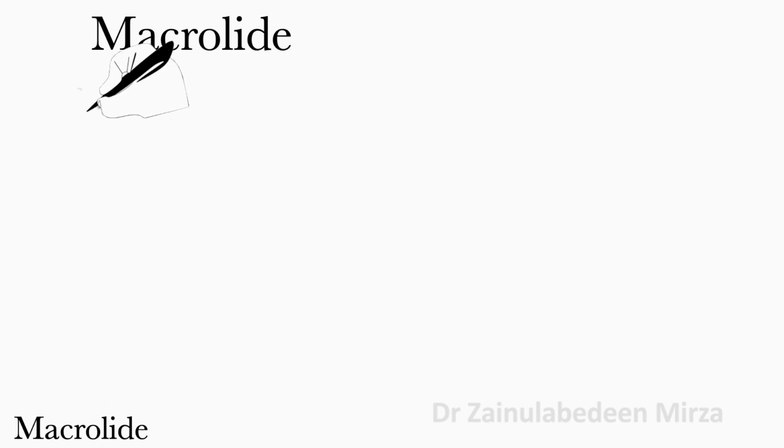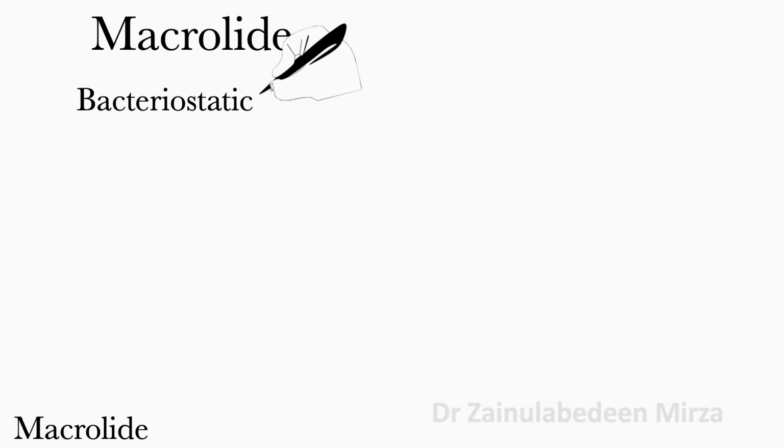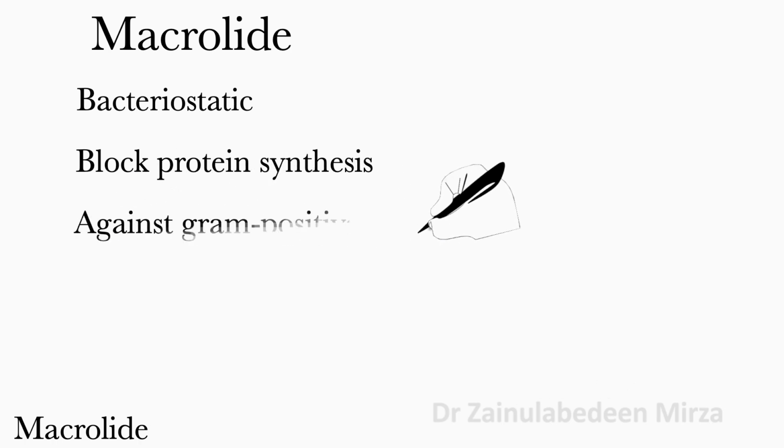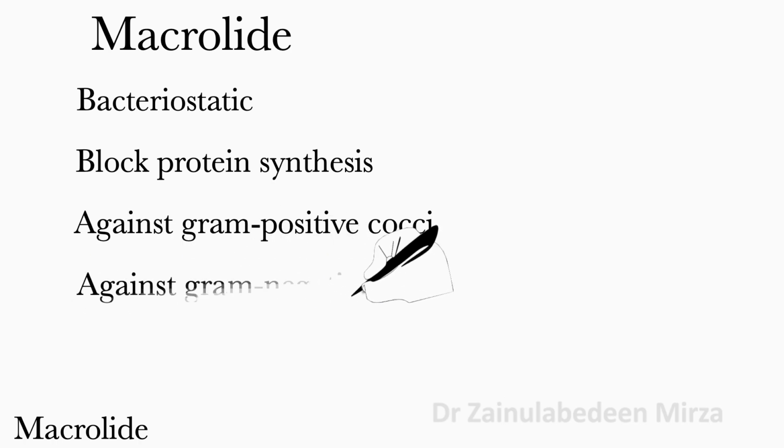Macrolide antibiotics are bacteriostatic agents that block protein synthesis in bacteria by binding to the 50S subunit of the bacterial ribosomes. The macrolide antibiotics are used against gram-positive cocci, including streptococci and staphylococci, and some upper respiratory gram-negative bacteria.